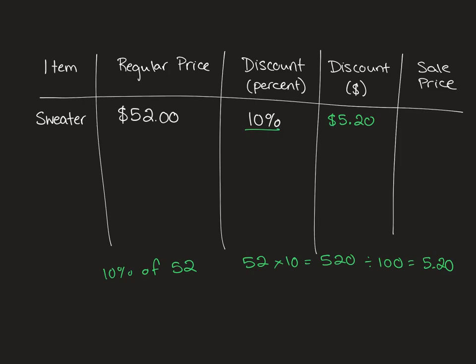Now, how do we figure out the sale price? To figure this out, we need to have our regular price, which is 52, and we need to subtract our discount, which is 5.20. So 0 minus 0 is 0. I'll regroup. 10 minus 2 is 8. I'll regroup again. 11 minus 5 is 6. And we have 4. So the sale price would be $46.80.